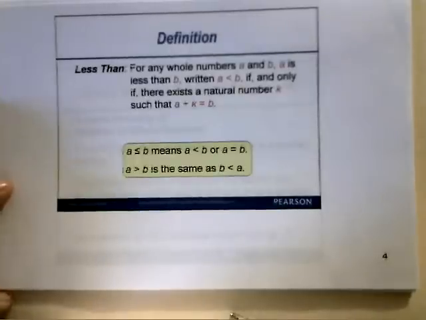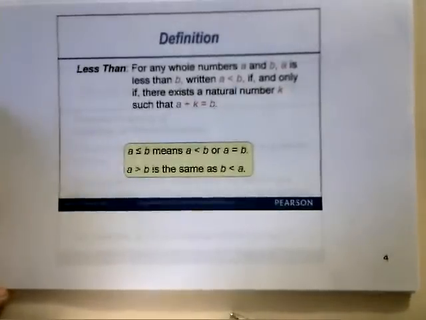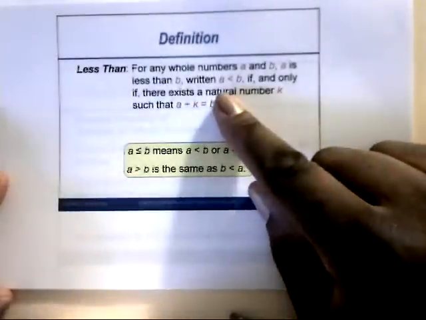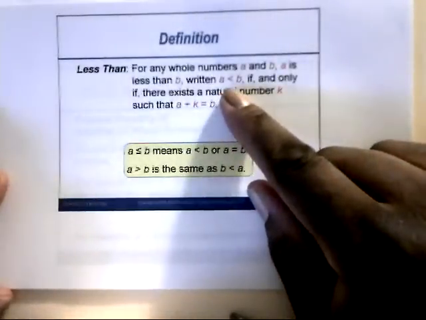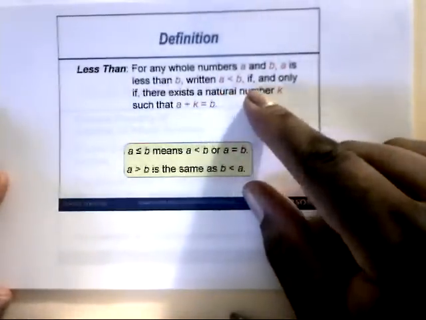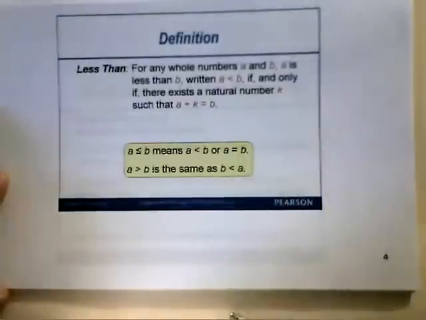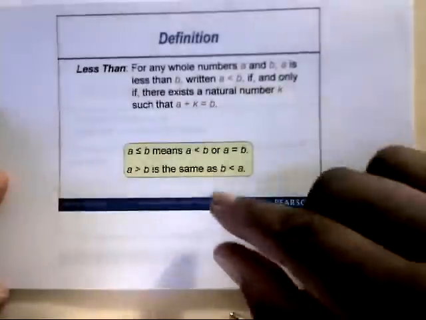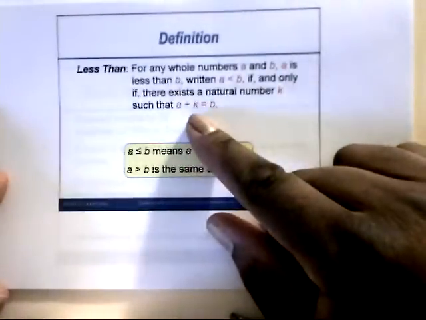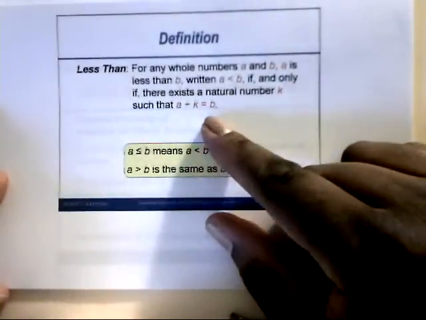Okay, let's look at another definition, which is less than. For any whole numbers A and B, A is less than B, which is written like this, A with the less than symbol, and then B, if and only if there exists a natural number called K, such that A plus the quantity K is going to be equal to B.